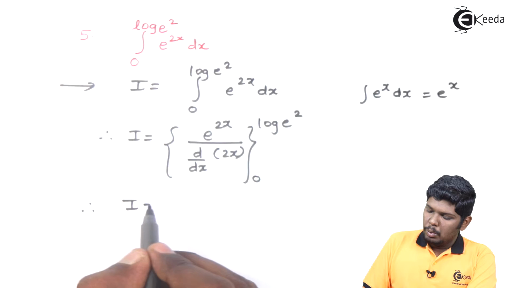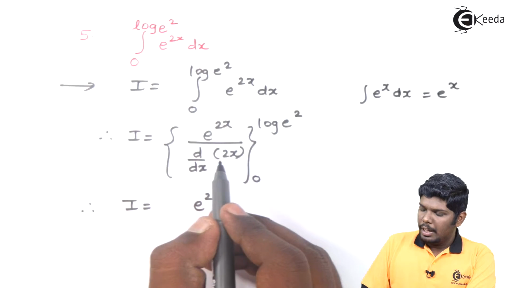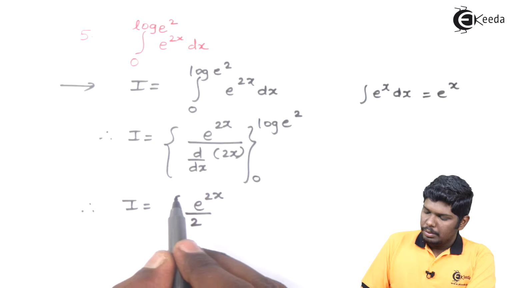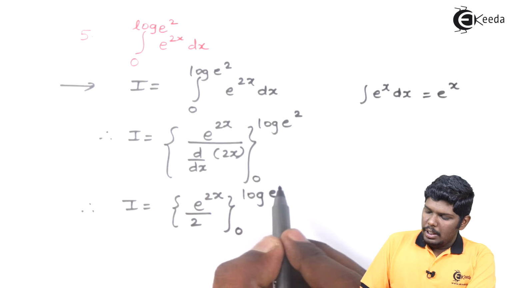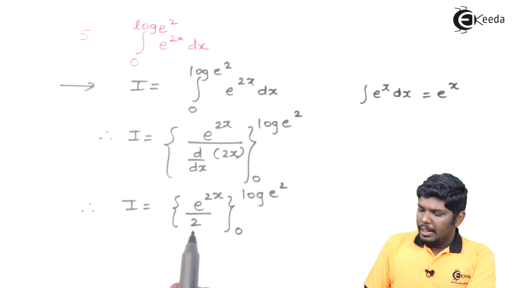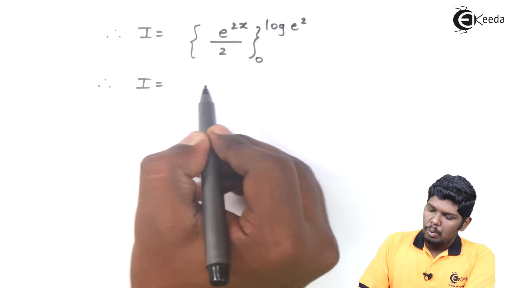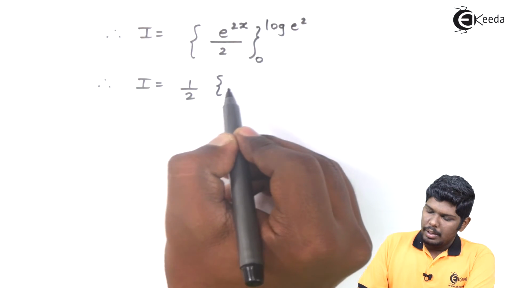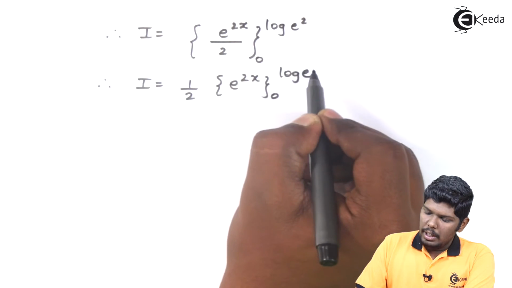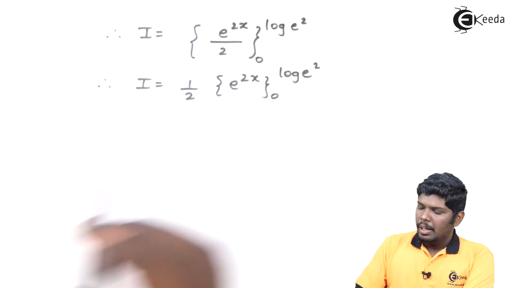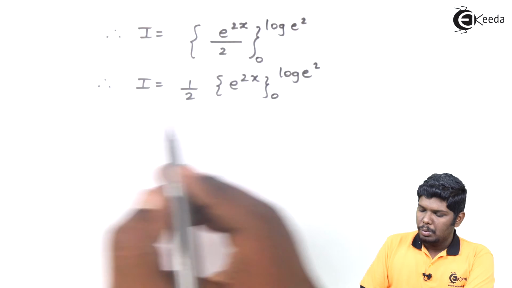Therefore, I is equal to e raised to 2x, derivative of x will be 1, therefore this will give you 2, within limits 0 to log e square. Now let us take this constant outside. Therefore I is equal to 1 by 2 e raised to 2x, 0 to log e square. Now let us substitute x as first log e square and then 0.